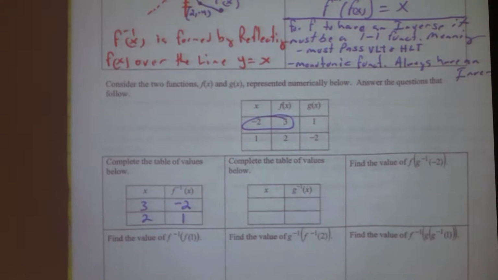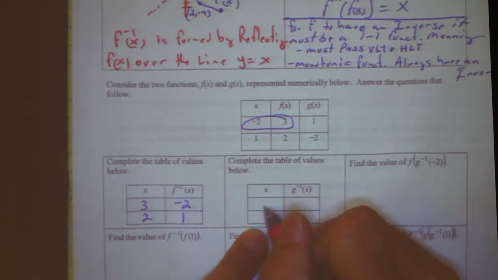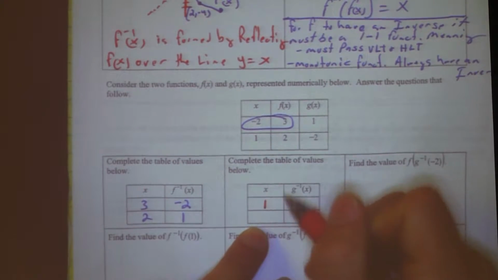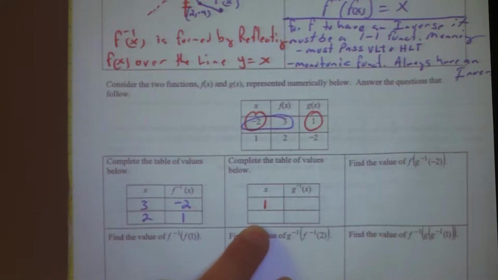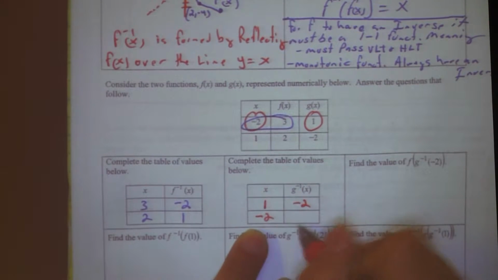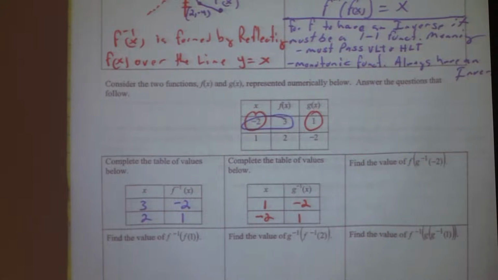Okay. How about for the G inverse? What would those be? Now we're looking at this guy and this guy, right? So it would be 1 comma what? Negative 2, and the other one would be? Negative 2 and 1. Oh, okay, cool. Are we good? Is everybody okay doing that?